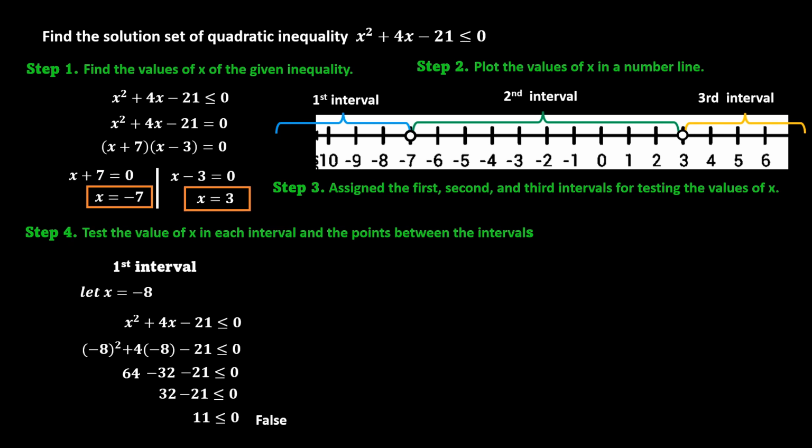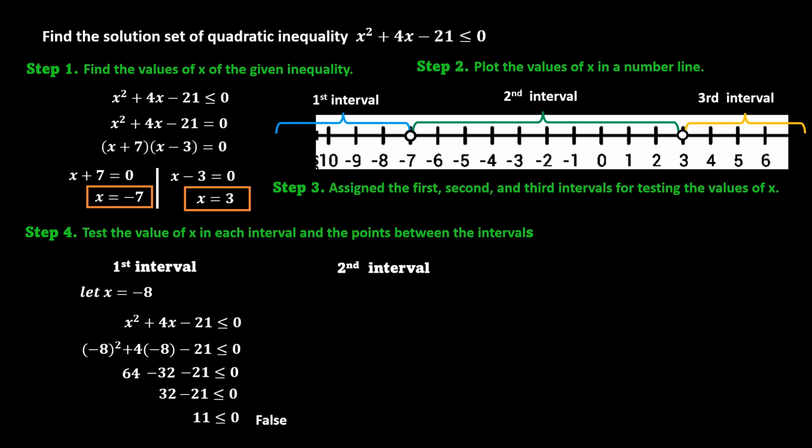The answer is false. Therefore, on the number line, all the numbers from the first interval are not solutions to the given inequality. Since they are not solutions to the given inequality, we will not shade the number line from negative 7 towards negative infinity. Next, let us move to the second interval.